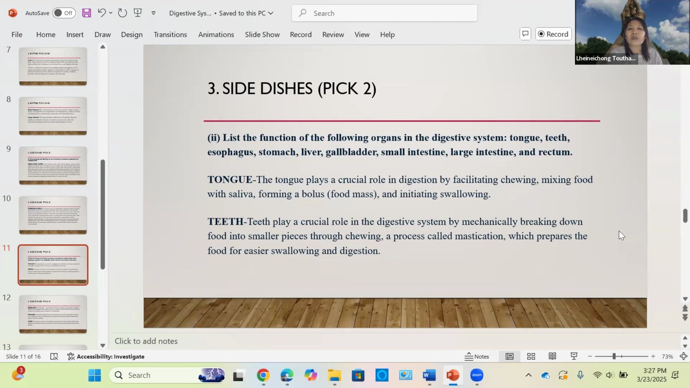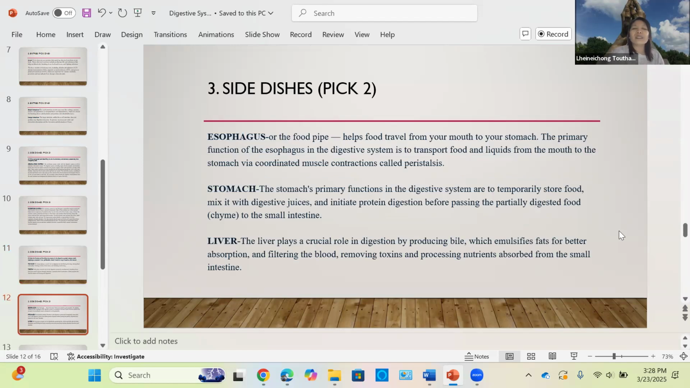So the next is teeth. They play a crucial role in the digestive system by mechanically breaking down food into smaller pieces through chewing, a process called mastication, and they prepare it for easier swallowing and digestion. And the esophagus is also called the food pipe that helps food travel from the mouth to our stomach. And the stomach is the primary organ in the digestive system. It temporarily stores the food mixed with digestive juice and initiates protein digestion before passing the partially digested food to the small intestine.